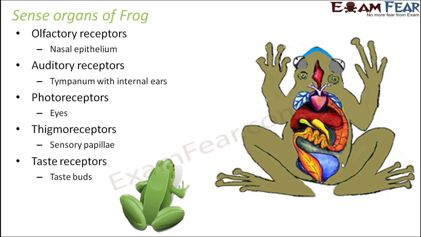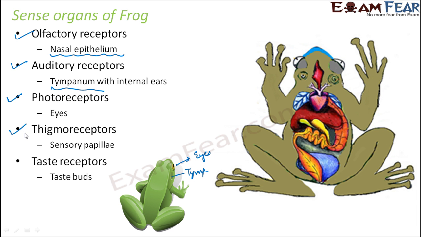The sense organs in frog are again quite well established. They have olfactory receptors in the nasal epithelium. So if you look at their nasal epithelium, they have that ability to smell. Auditory receptors are present at the tympanum. I was talking about the tympanum, right? Just below the eye, you have this auditory receptor. Photoreceptors are very clear, that is the eyes.